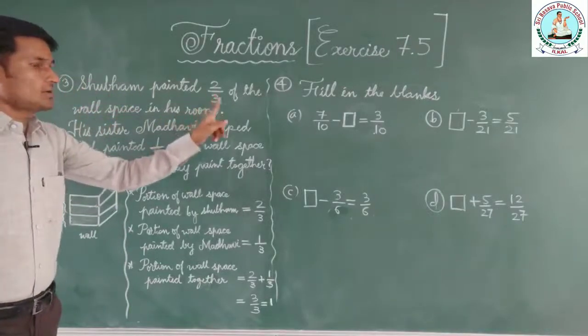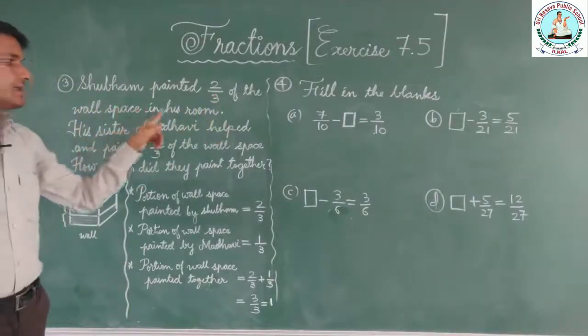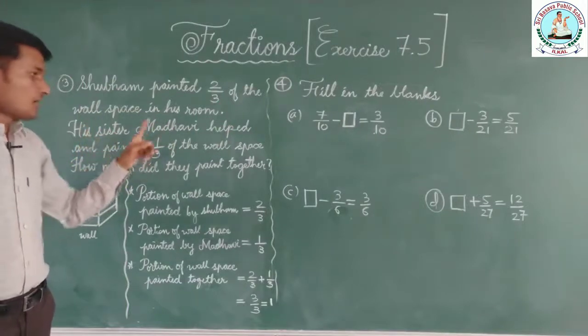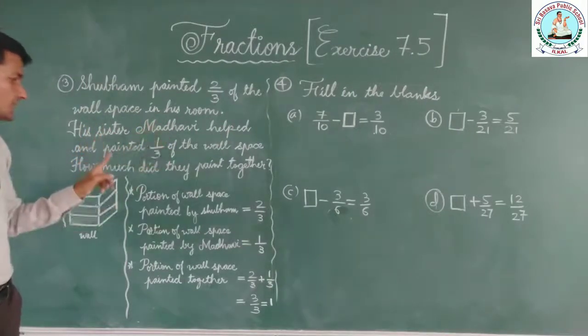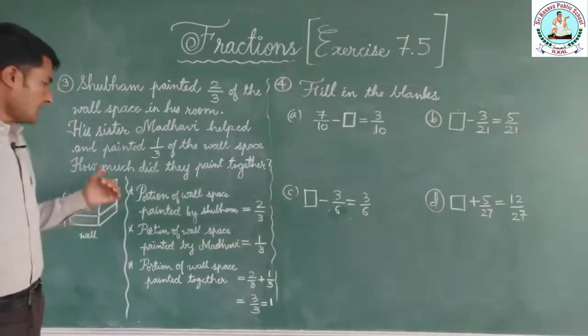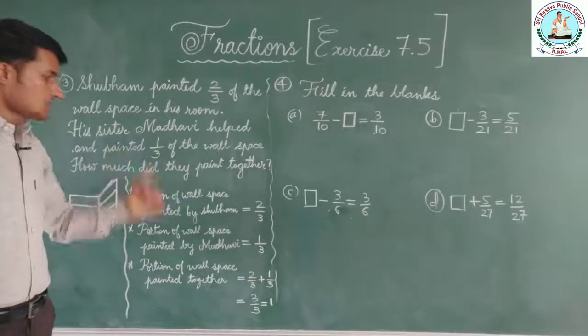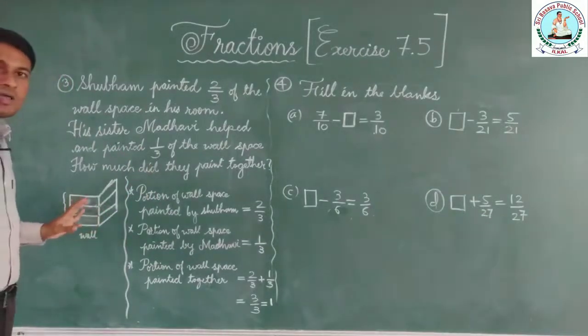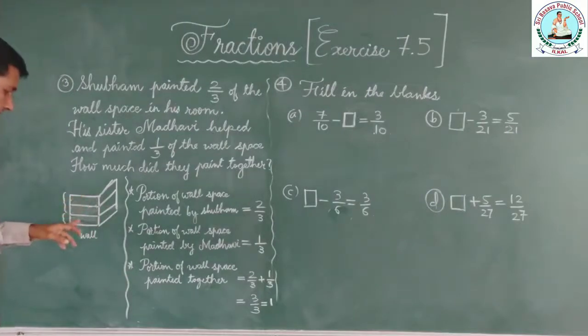Shubham painted 2/3 of the wall space in his room and later on his sister Madhavi helped him and she also painted 1/3 of the wall space of the same room, and we need to find out how much did they paint together. So imagine that this is the wall of Shubham's room.